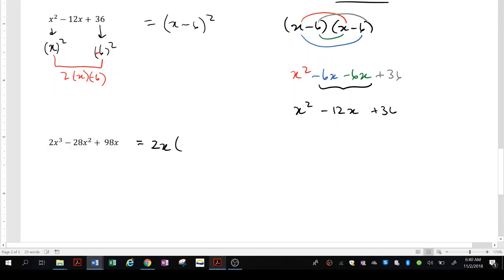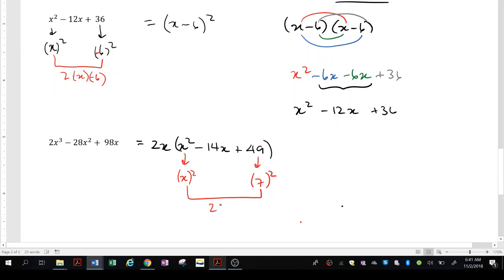When we divide 2x out of here, that leaves us with x squared. Dividing 2x out of here leaves us with negative 14x. And dividing 2x out of here leaves us with plus 49. Now you'll notice that our first term here is a perfect square. Our last term is a perfect square. So here this is just x all squared. This is 7 squared. And this is our value for a and our value for c.